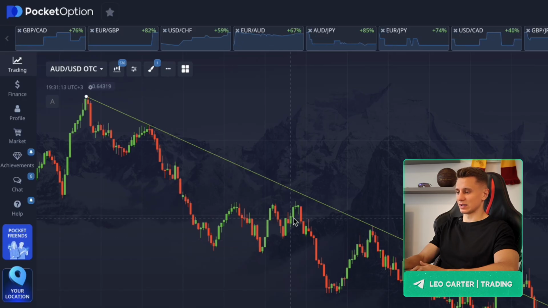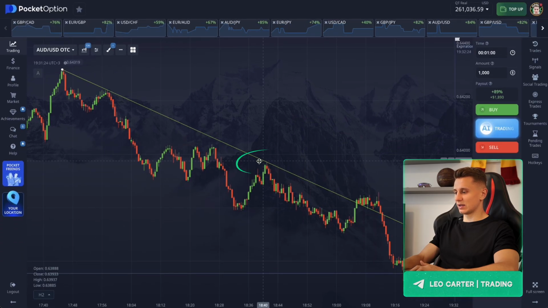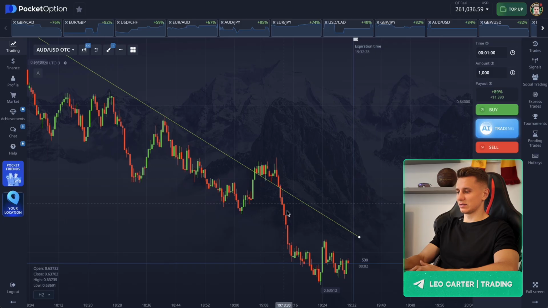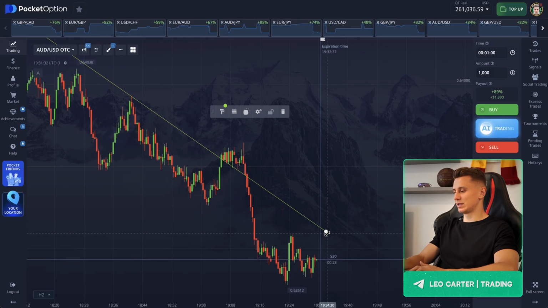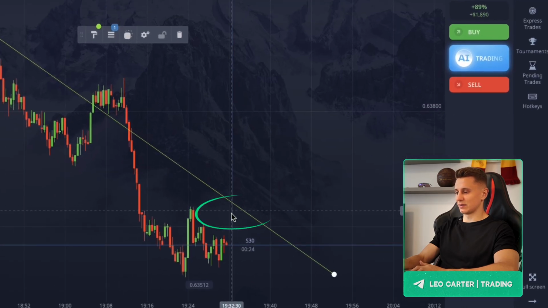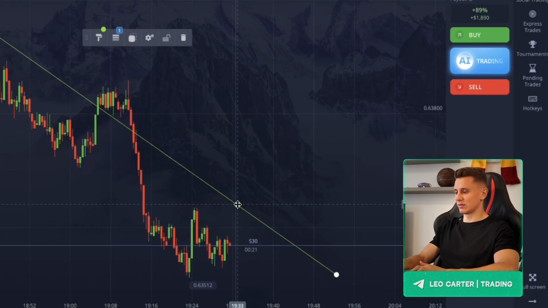Then there was a correction. They touch again, and then bounce off again. And there are many such touches here. The price literally constantly bounces off the trend line downwards. This is our entry point. Now we see a small bounce upward, and if the price approaches the trend line again, it will be possible to enter a downtrend deal.